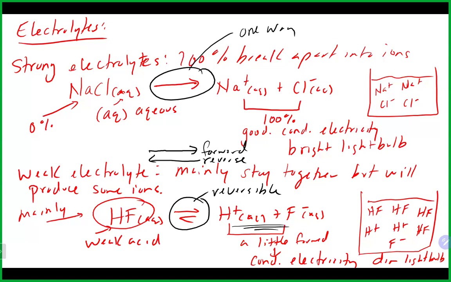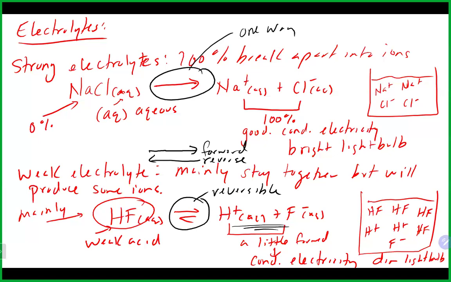Everybody's forming ions. And that's the difference in the light bulb example. With a strong electrolyte, you get a very bright light coming on because there are a lot of ions in that solution, as opposed to a weak electrolyte where you've got a little bit of ions, so it's still able to conduct electricity, but nowhere near the amount of a strong electrolyte.